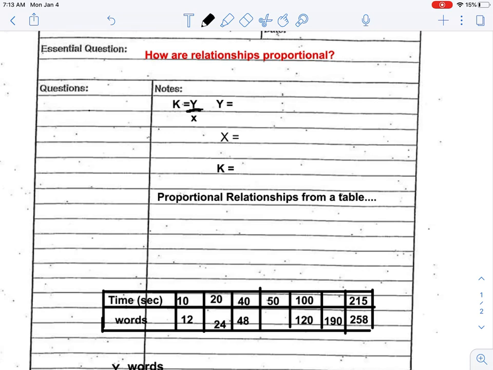In this video, it talks about how relationships are proportional. In particular, we're going to talk about tables. So the first thing you need to know here is that there's an equation to find proportional relationships, and it's k equals y over x. To make this a little simpler, all that equation represents is a unit rate. And we've done unit rates by doing a division problem.